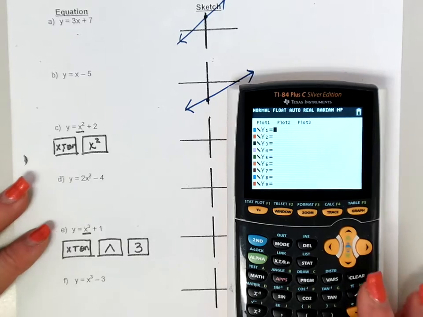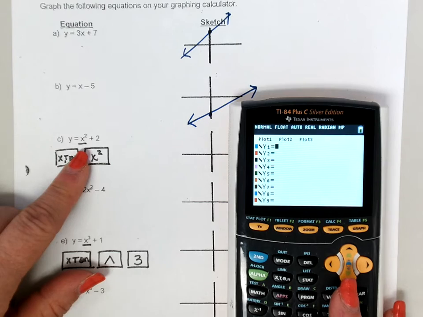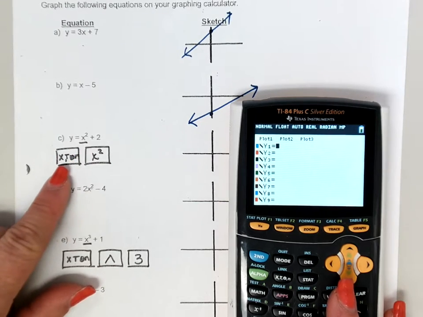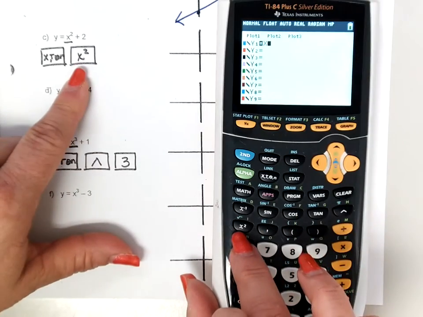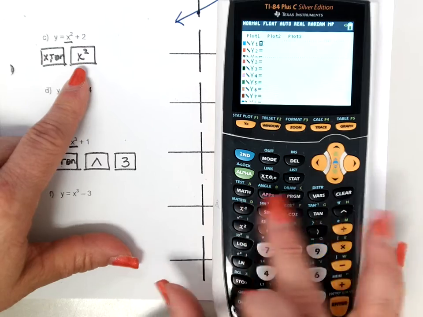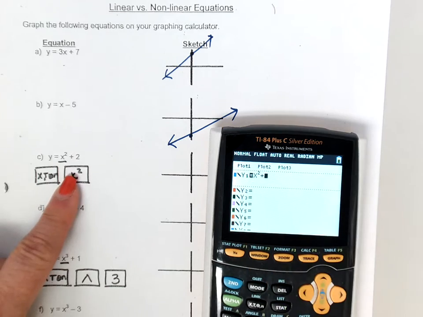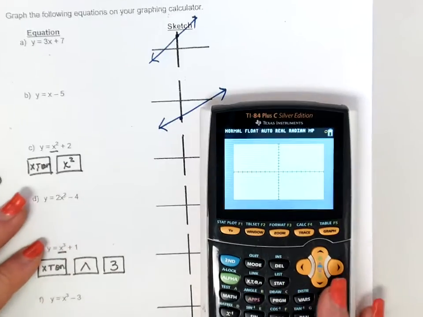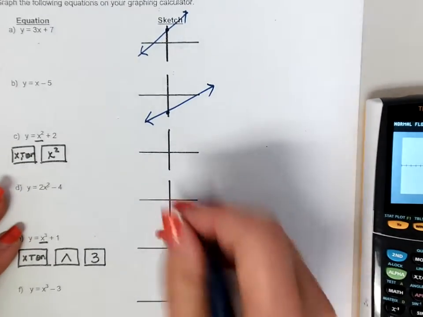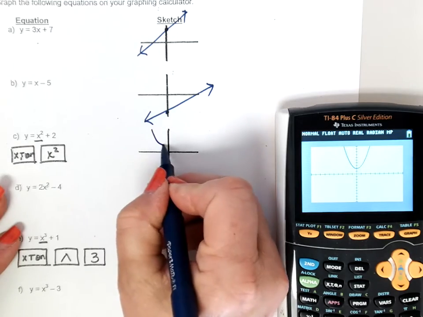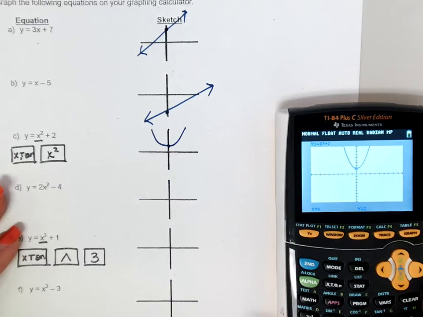Y equals, clear it out. Now we're going to type something weird. Because to be linear, we said that the exponents can only have an exponent of 1. This has an exponent of 2. So to get the exponent of 2, hit your x button first, and then there's an x squared button on here. You see it down here on the left side. If you hit that, notice that it gives you a little second power. And then we're going to hit plus 2, and we're going to hit graph and see what that does. Ooh, these are something called quadratic functions, and you will do these next year. If I hit trace, it looks like it crossed at the 0, 2, right there.